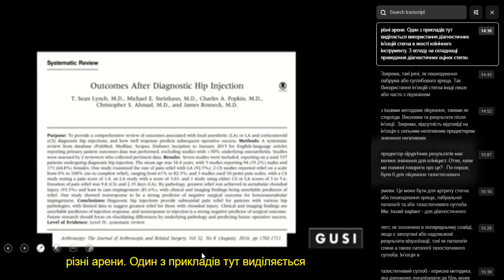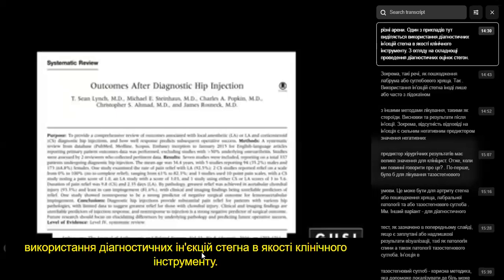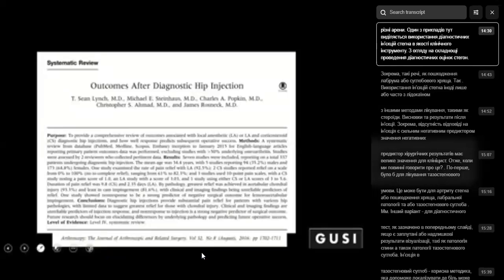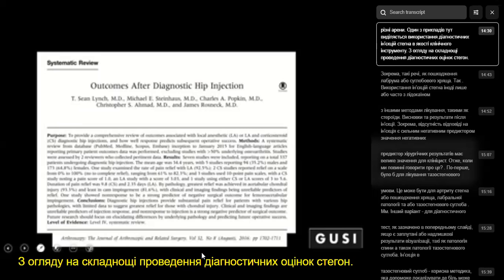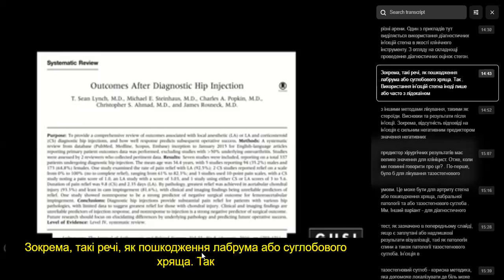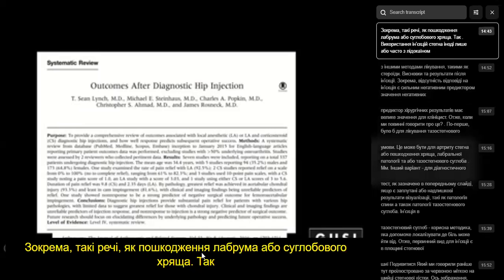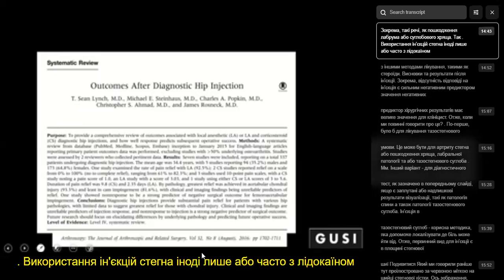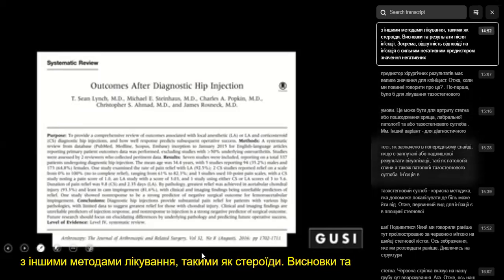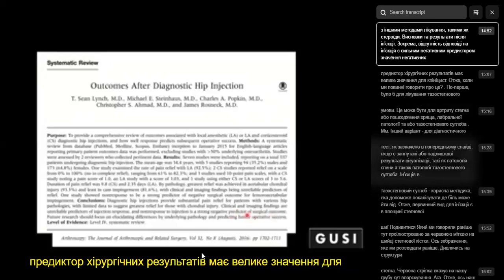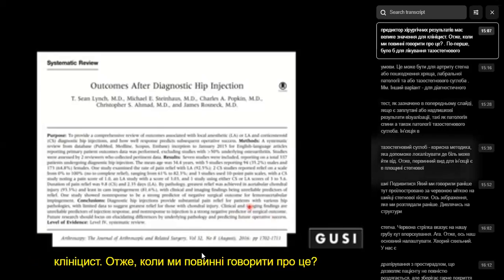One example is highlighted by the use of diagnostic hip injections as a clinical tool. Given the complexities of making diagnostic assessments of hips, specifically things like labrum or articular cartilage damage, using hip injections, sometimes with lidocaine only or often with other treatments such as steroids, the findings and outcomes after an injection, specifically the non-response to an injection, being a strong negative predictor of surgical outcomes, is of great value for a clinician.